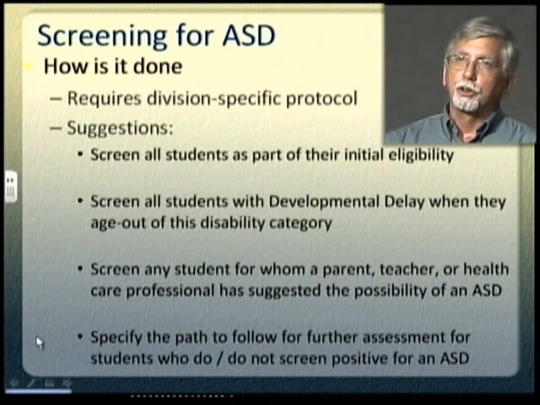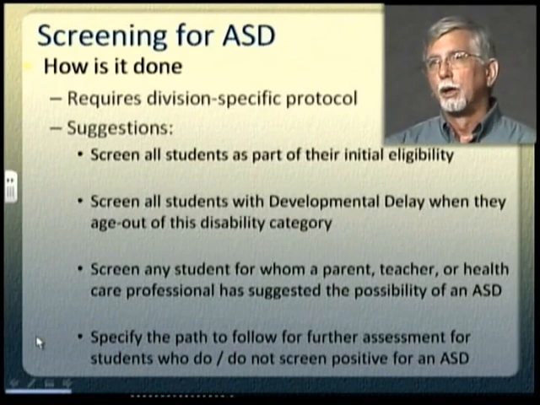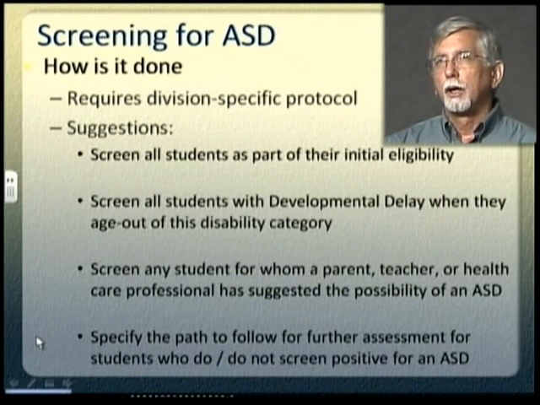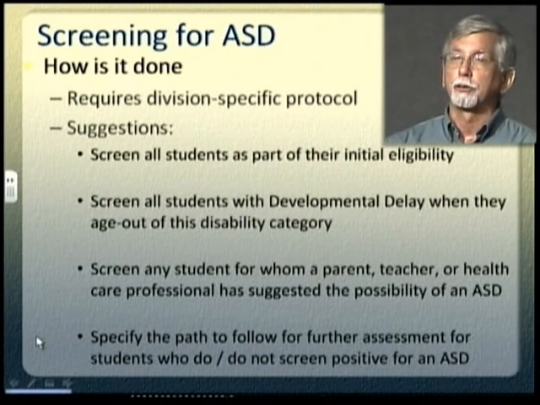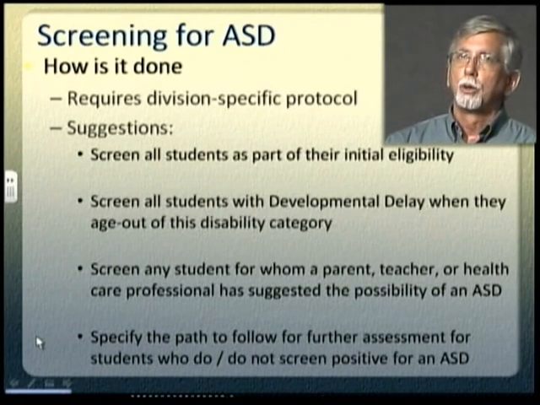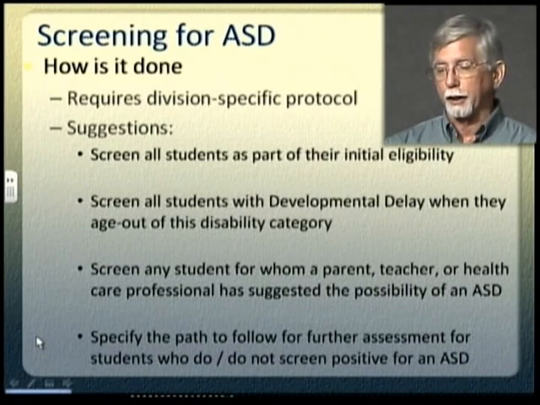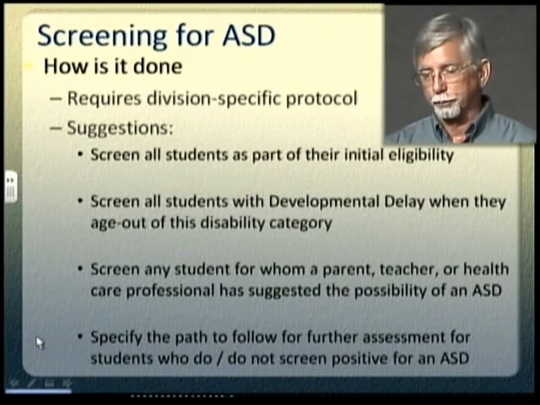A division protocol for screening should also then include a specific path to follow when a child screens positive for an autism spectrum disorder. That is, what further assessment procedures will the division undertake in order to clarify whether or not this child meets the criteria for the disability category of autism?